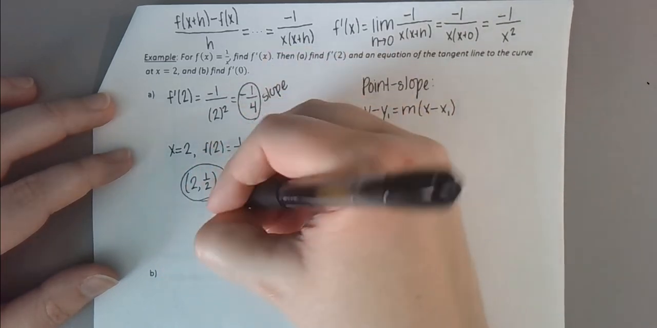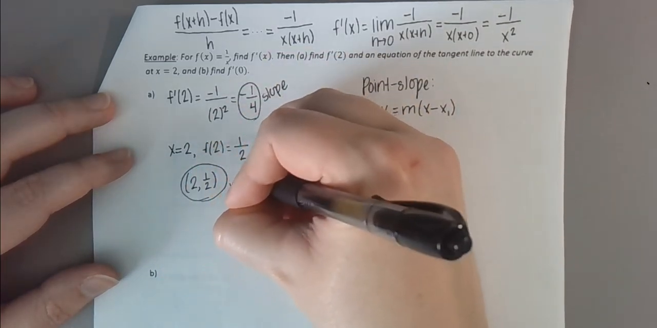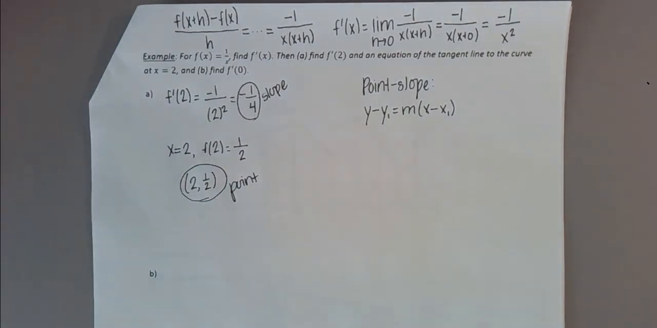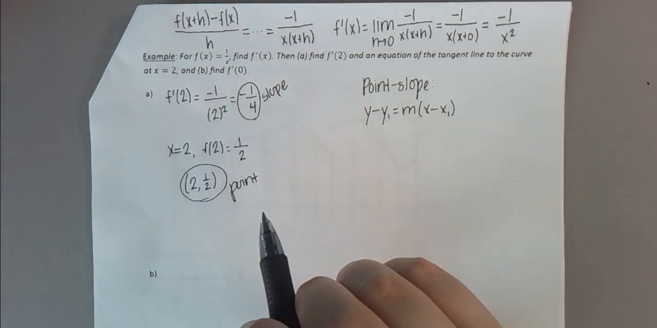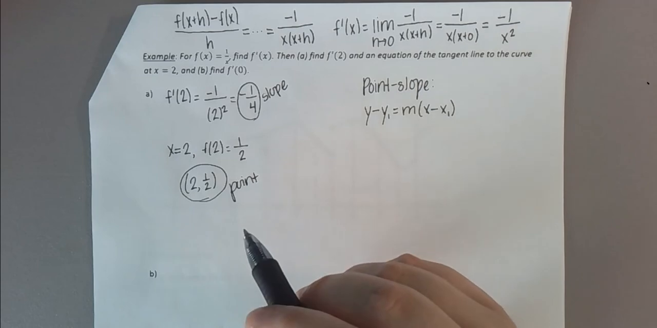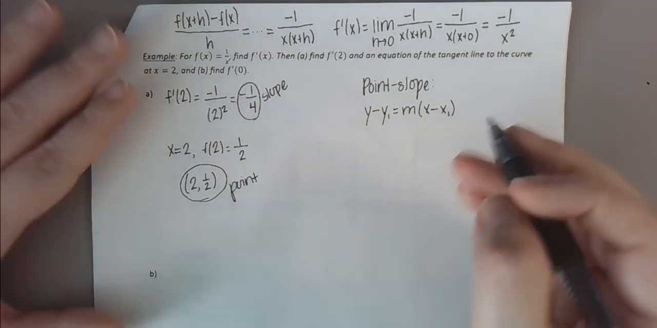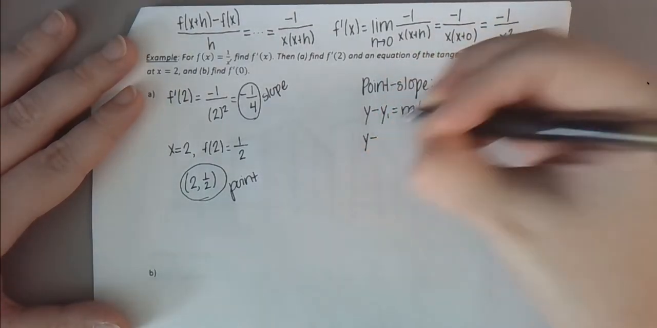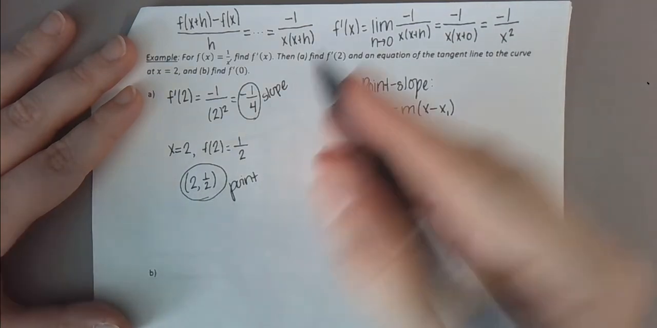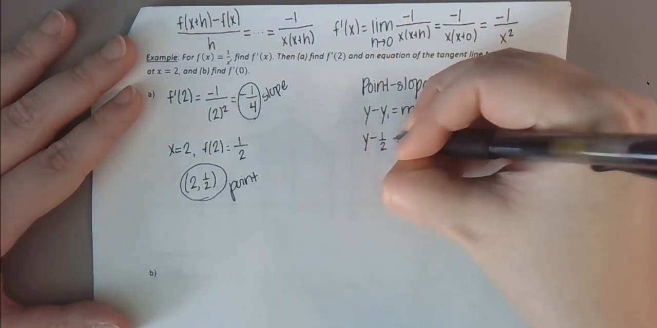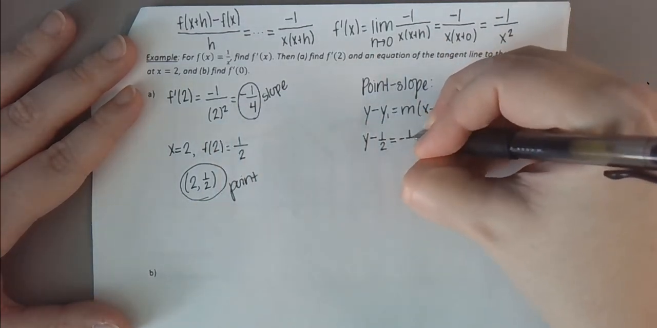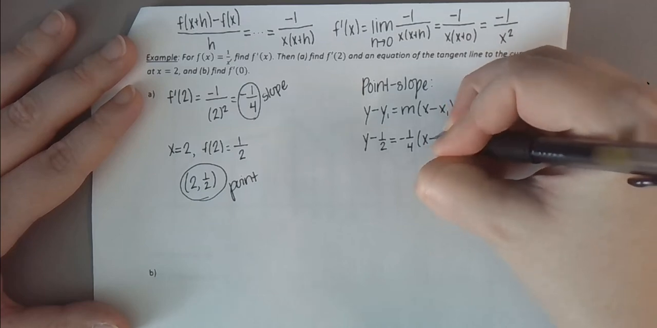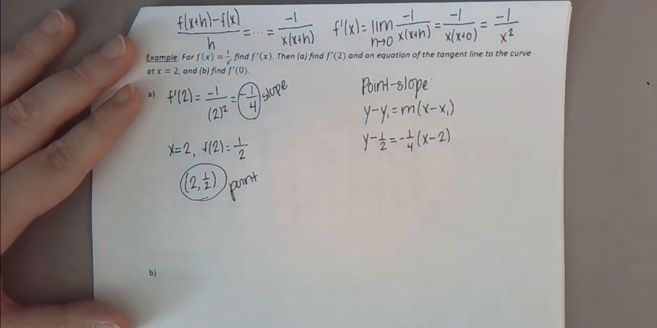So this is going to be the point we use. That's the location where you can imagine drawing the tangent line. We drew the tangent line at that location. This is that line's slope. We want to know what is the actual equation of that line at that particular location. So let's sub in what we have. So y minus y1, our y value, which is 1/2, is equal to our slope, which is m, negative 1/4, times x minus x1, which is going to be x minus 2.